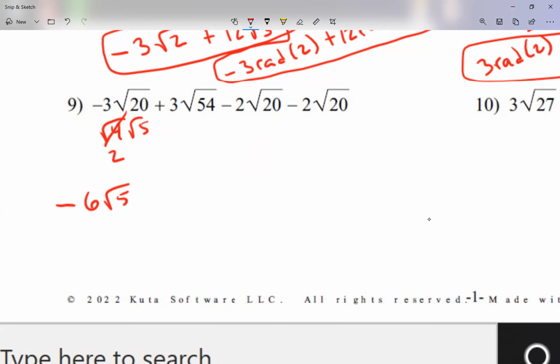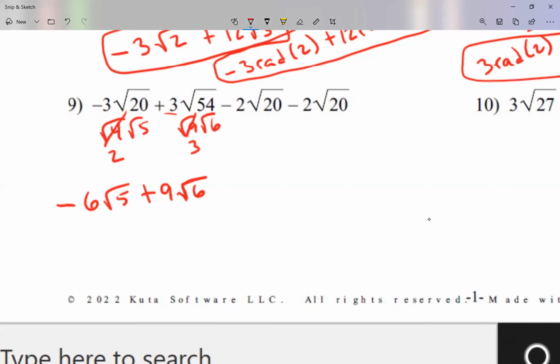All right, let's think of 54. I'm going to break that as 9 times 6. I'm thinking of 2 numbers that multiplied equals 54. One of them has to be a perfect square. I know the square root of 9 is 3. With the 3 that was on the front to begin with, that's going to give me plus 9 radical 6. Now, square root of 6, nothing we can do. I can break 6 as 2 times 3, but neither the 2 nor the 3 are perfect squares, so nothing I can do.